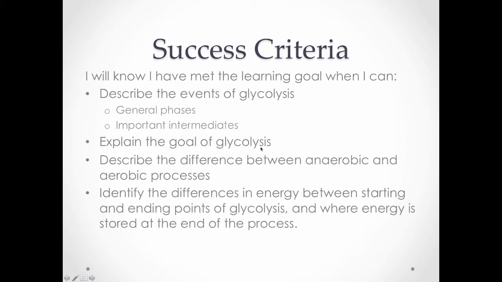And the success criteria, you will know you have met the learning goal if you can describe the general phases in glycolysis. I will not have you memorize every single step. I do, however, want you to know some of the important intermediates. That's because they come back up in photosynthesis, and if you're carrying on with biology, and God help you if you're taking grade 12 U Bio, you probably are, these are going to come back over and over and over again. So we need to build a familiarity with them now.